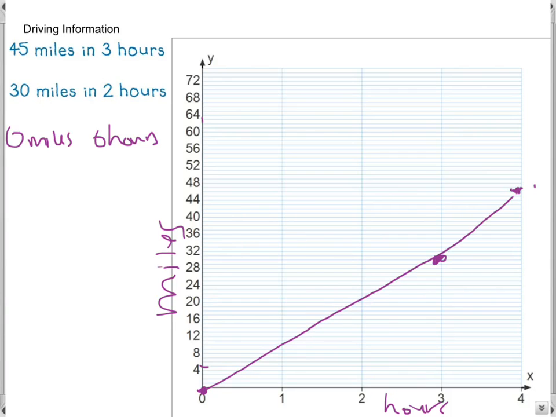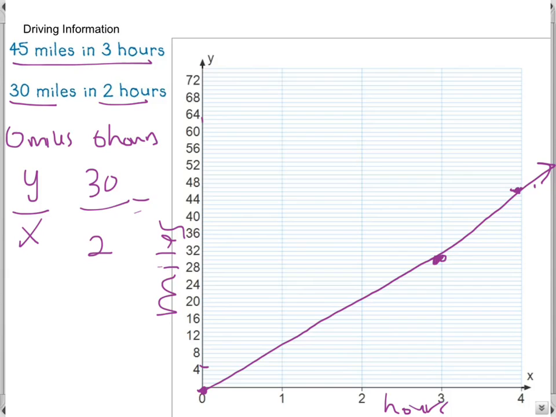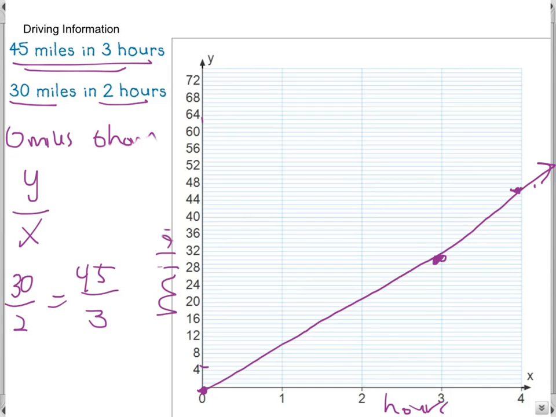And if I graph this, this is a proportional relationship because of the ratio of y to x. So this was y and this was x, so 30 miles in 2 hours. Does that create a proportion with the other x and y variable that we know? 45 miles in 3 hours. So is this a proportion? This equal sign is a question mark. Is it true that 30 over 2 is equal to 45 over 3? And it's true because they all reduce to 15 over 1.